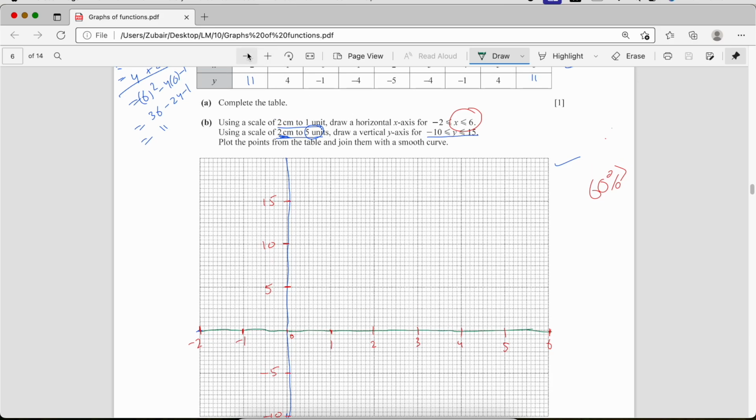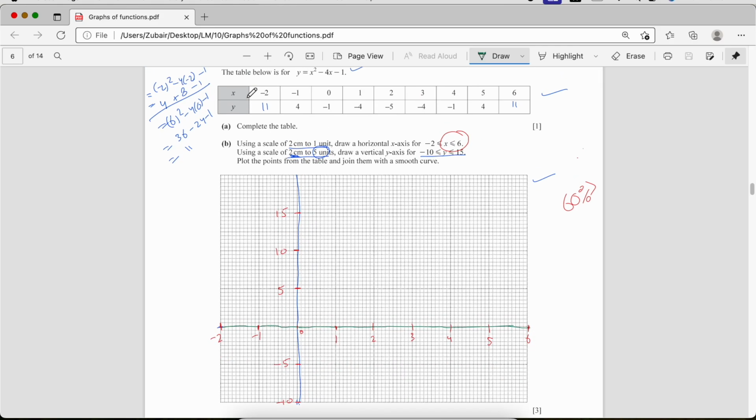I'm going to zoom out a bit to see those values. This is x equals minus 2, y is 11. So at minus 2, I'm going to count: that's 5, that's 10. I now know that these are 10 small boxes representing 5 units, so one small box is actually 0.5. So this is my 10, and 11 is after 2 small boxes. I got my point. Then at minus 1 we have 4. Then at 0 it is minus 1, 2 small boxes below that.